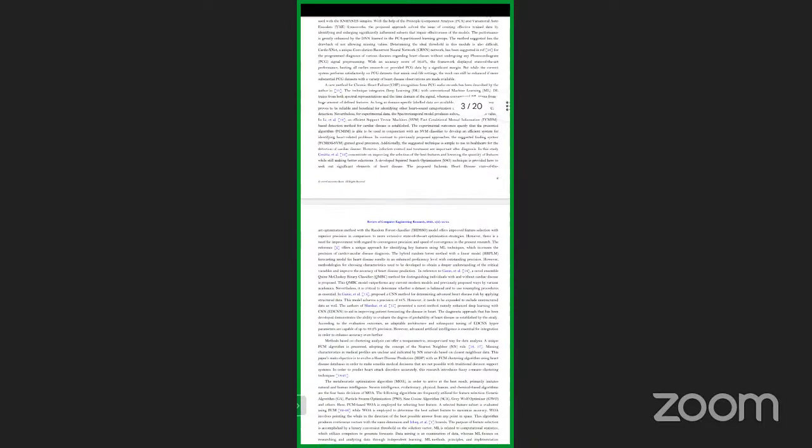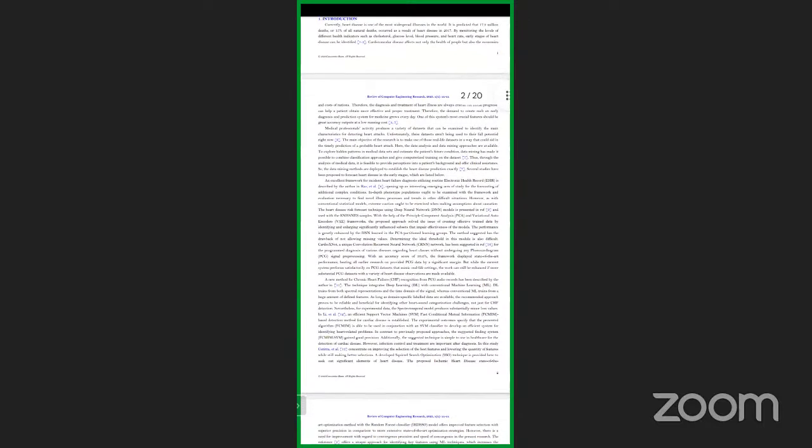Moving to the introduction part, the basic thing of the work, that is, coming to heart disease prediction, first we have to tell about heart disease and what the effects of this heart disease are in today's scenario. What are its impacts, why heart disease prediction in a timely manner is needed, and what existing techniques are already there in heart disease prediction. So we can go from the basics itself.